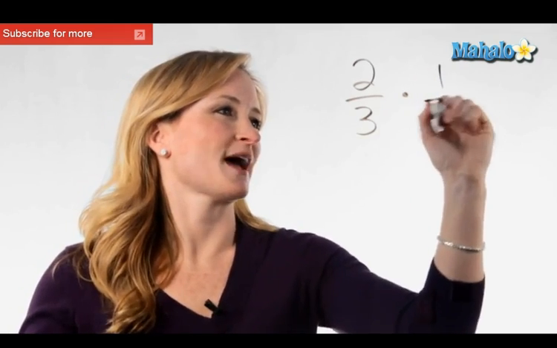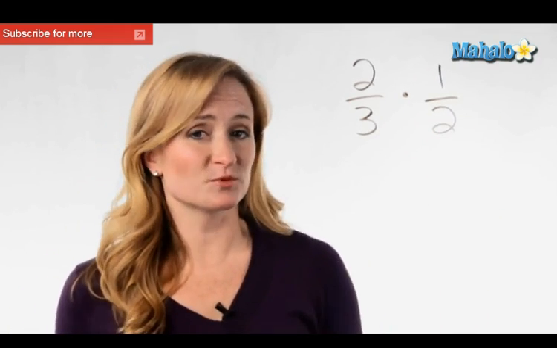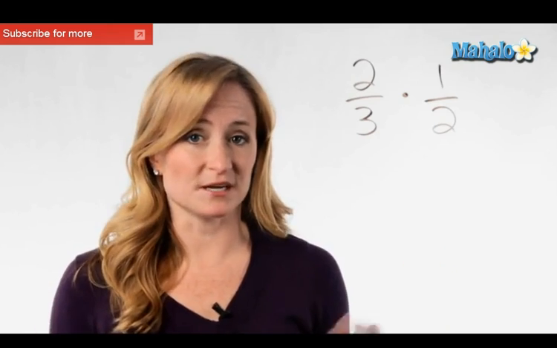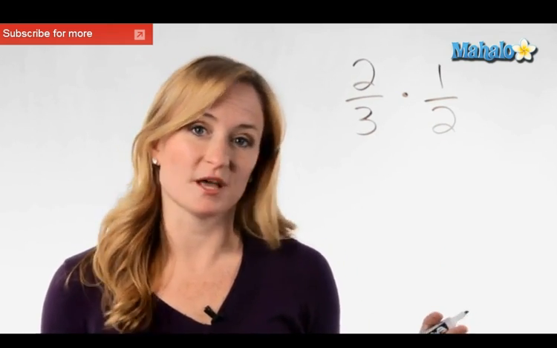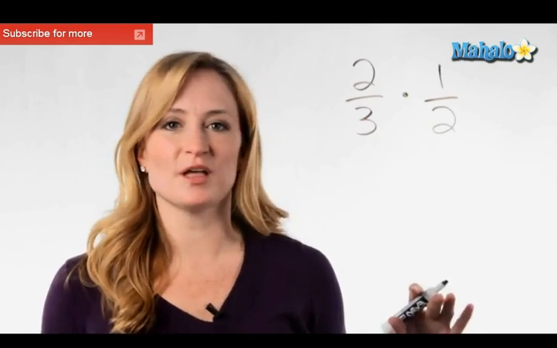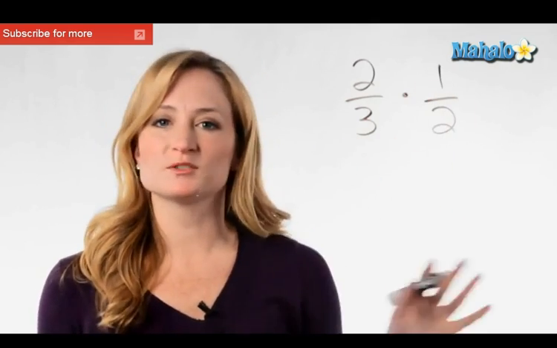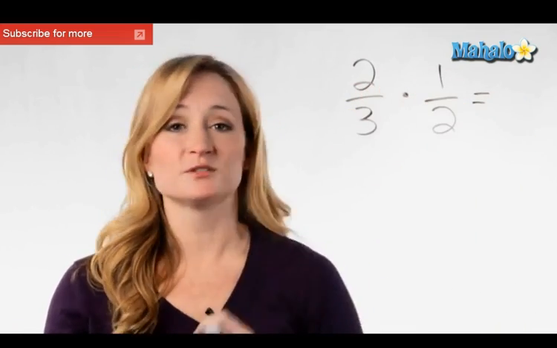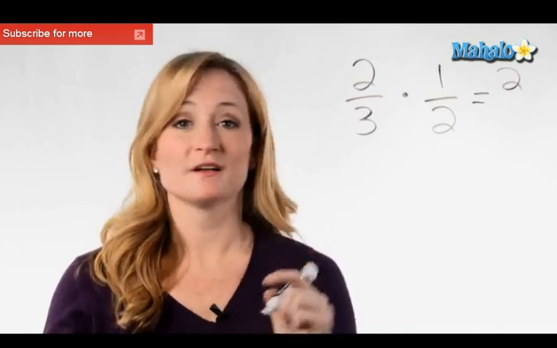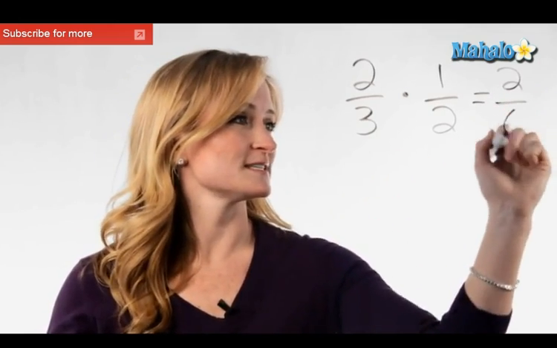2/3 times 1/2. Now when you add or subtract fractions, you need to have a common denominator in order to add or subtract the fractions. You don't have to worry about any of those with multiplying. It's just as simple as multiply the top, multiply the bottom, and reduce. So the top, 2 times 1 is 2. The bottom, 3 times 2 is 6.